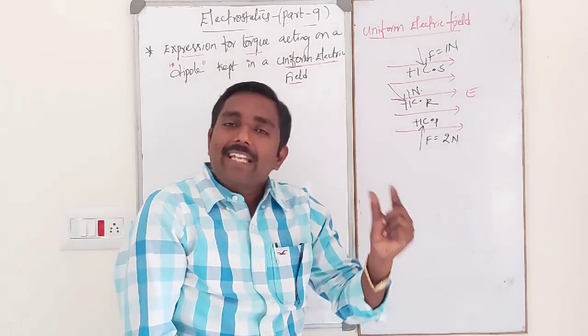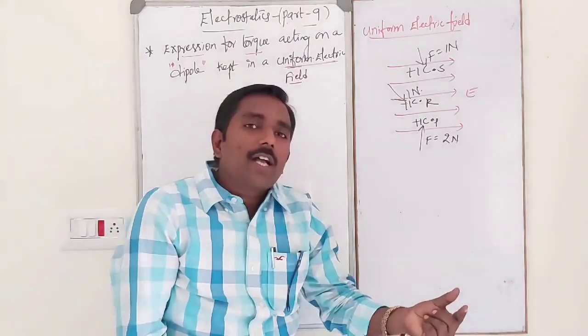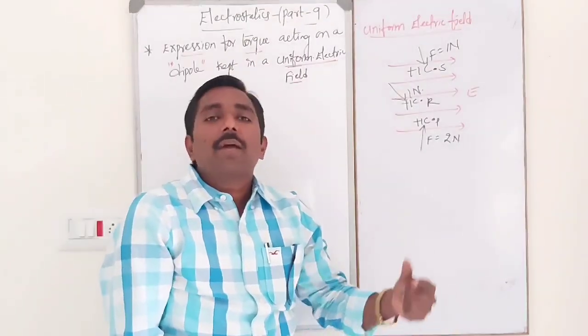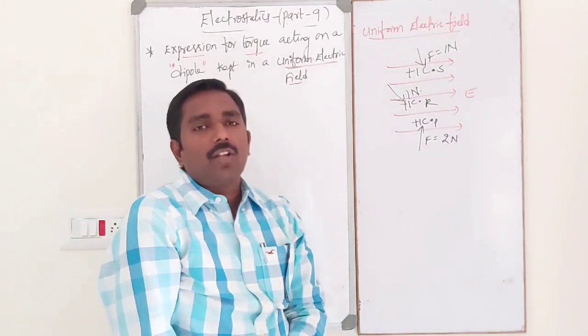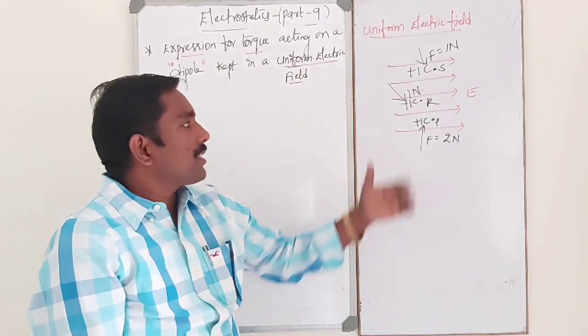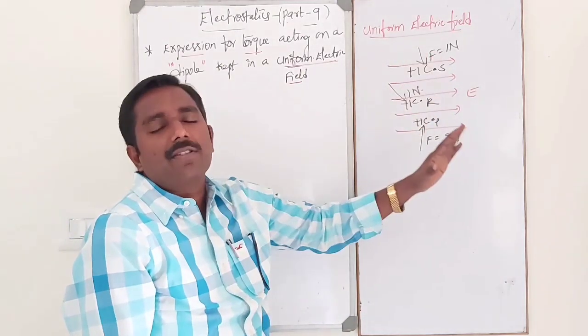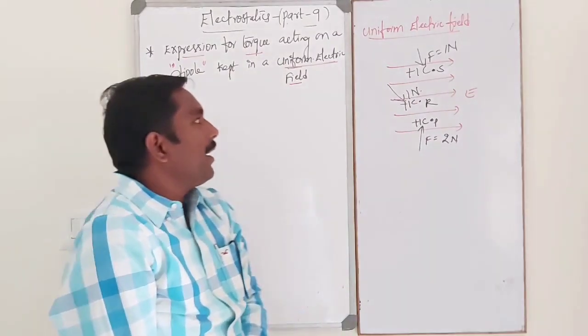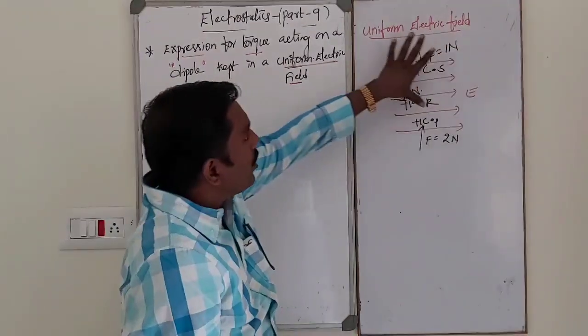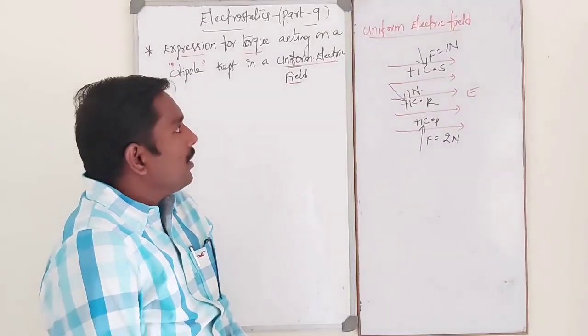The force acting on a unit positive charge which is kept inside the field is the same. The force acting on a unit positive charge kept inside the field at different points, the same quantity of force will be acting. So that is nothing but a uniform electric field.